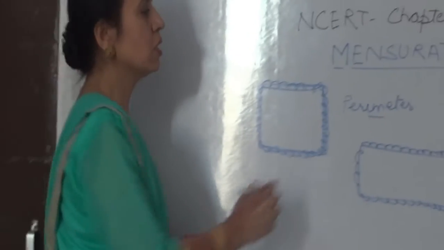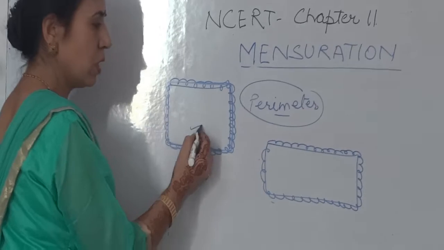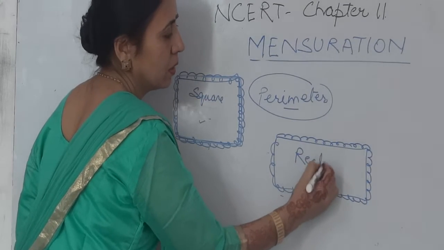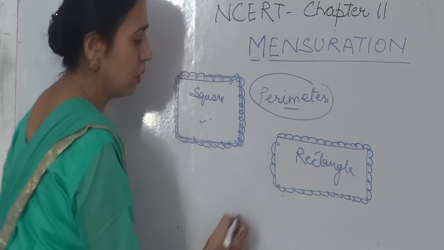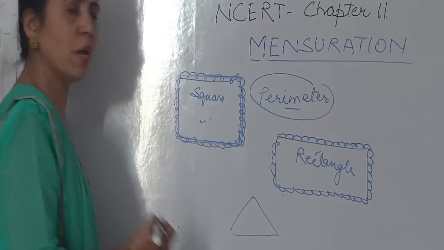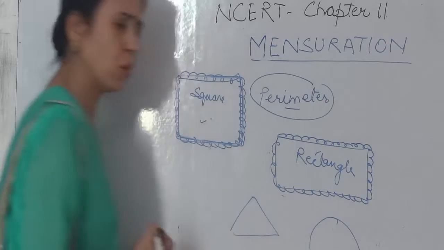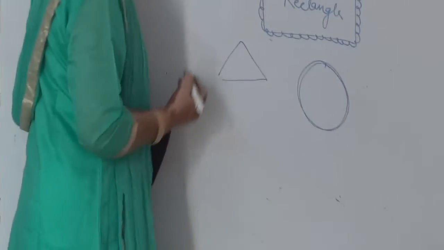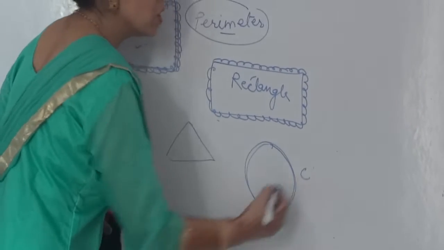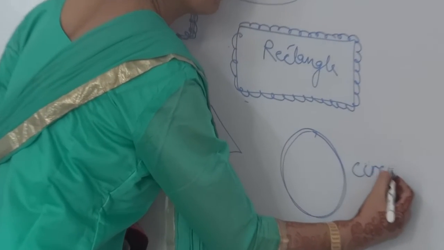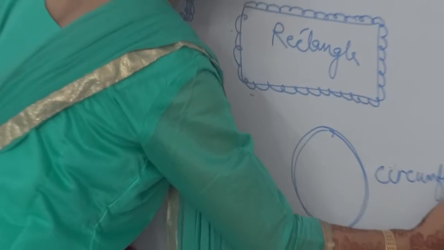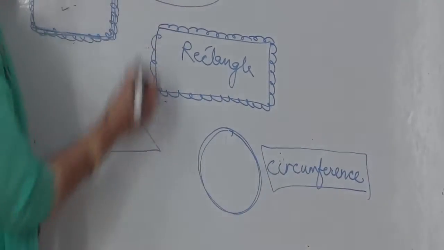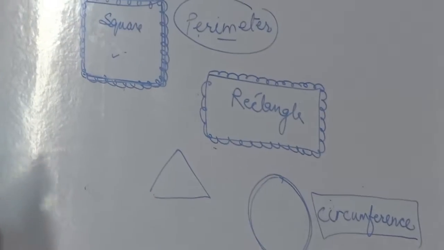So in such questions we need to know what the shape is. Is it a square? Is it a rectangle? Or some other figure? It can be a triangular shape. It can be a circular piece of tablecloth also. In a circular shape, we talk about the perimeter, and there is a special term, circumference. Circumference is the term used for the perimeter of any circle.